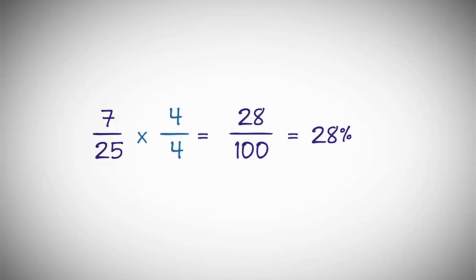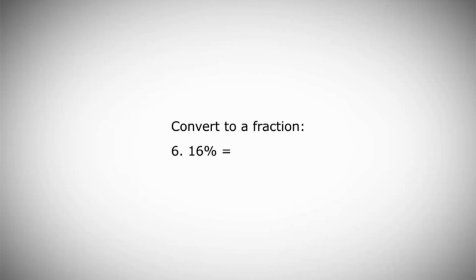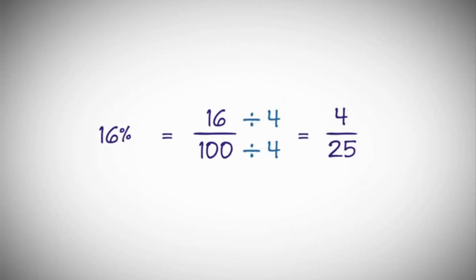Now let's go ahead and take a look at number 6. Number 6 is asking us to convert a percent into a fraction. We have 16%. Now we know that 16% is equal to 16 over 100. We can reduce that by dividing both the top and the bottom by 4 to get 4 over 25.